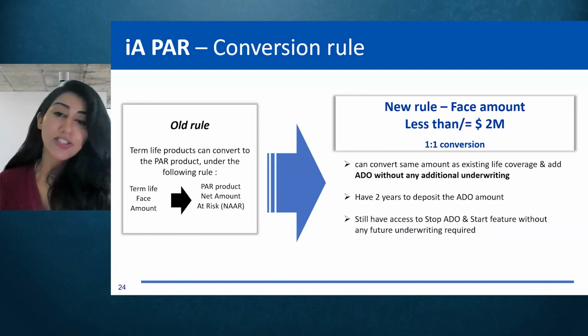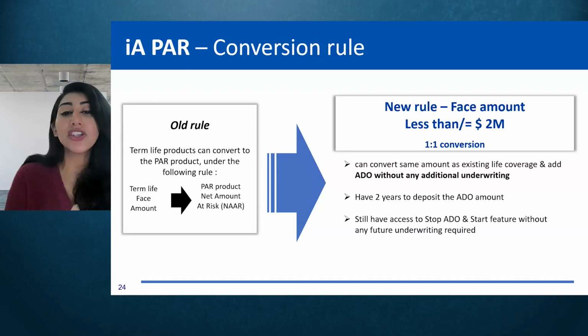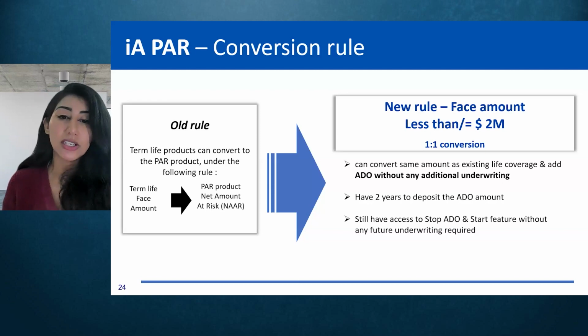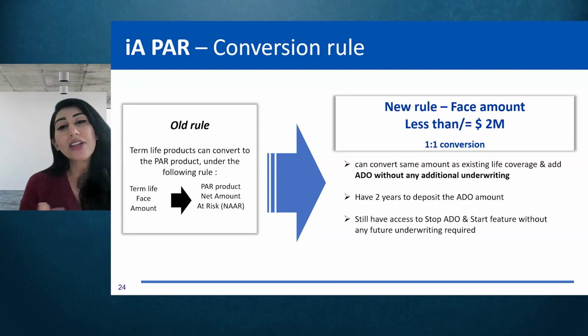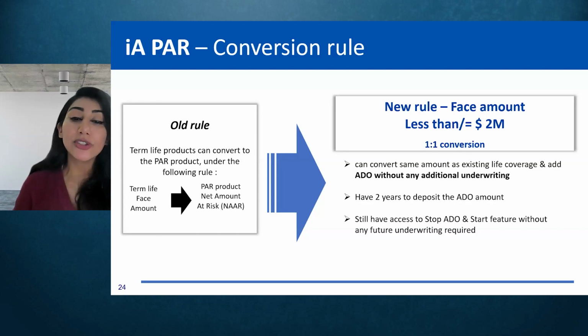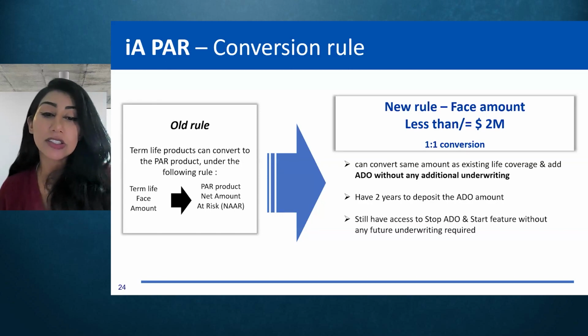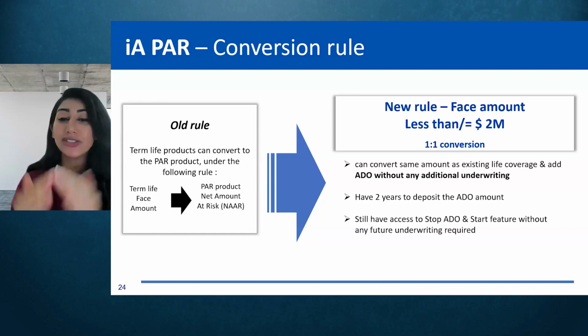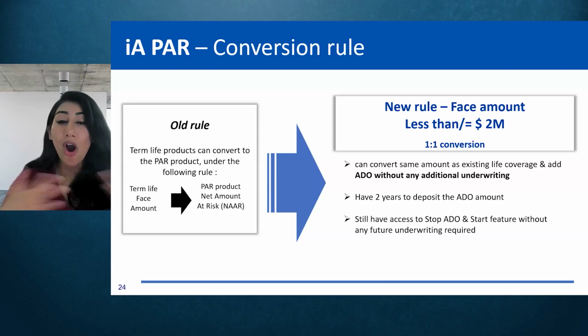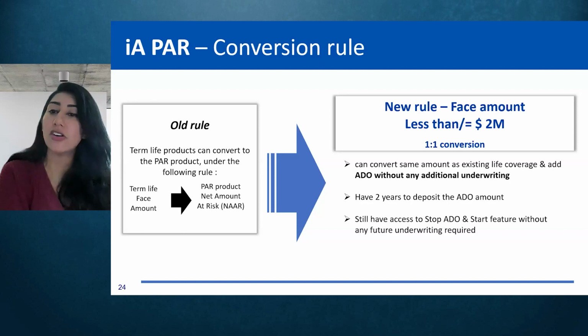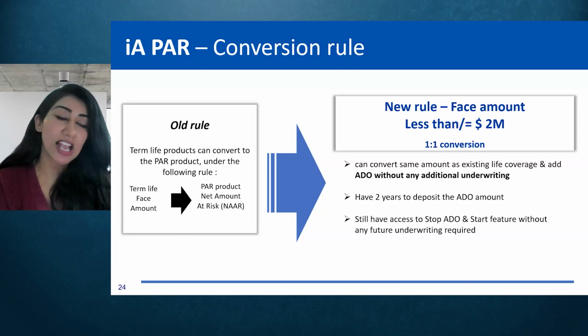If your face amount is $2 million or less, you will have access to the additional deposit option without any additional underwriting. This is an amazing feature where you have the flexibility to add on this growth feature and additional savings option. You will have up to 2 years to deposit the additional deposit amount and still have access to the stop and go feature without any additional underwriting. All of these things have been made available based on the launch and the changes as of March 6th.